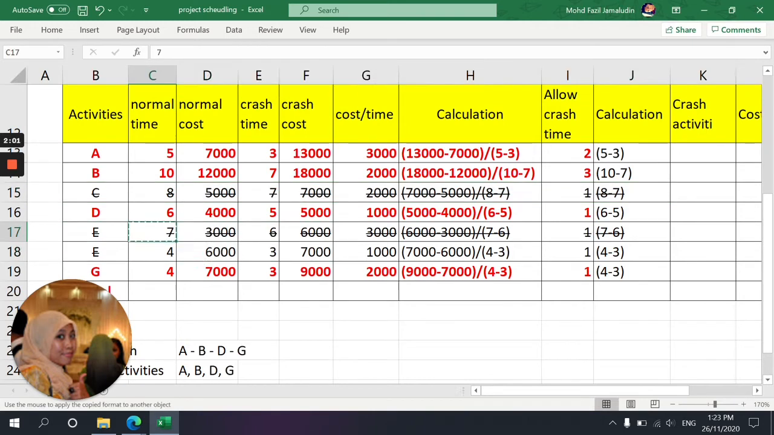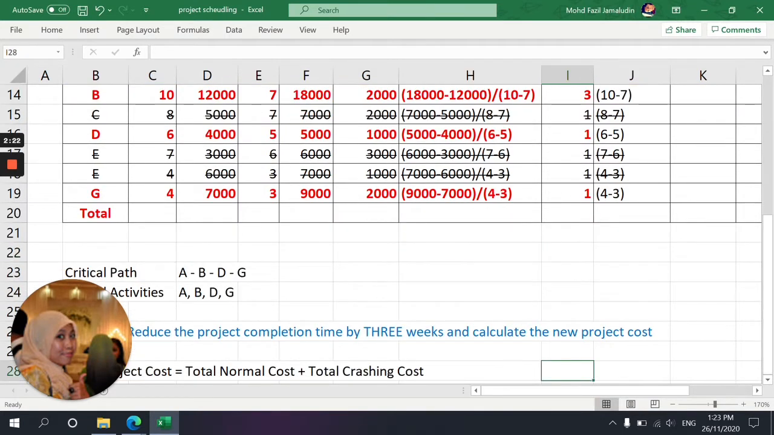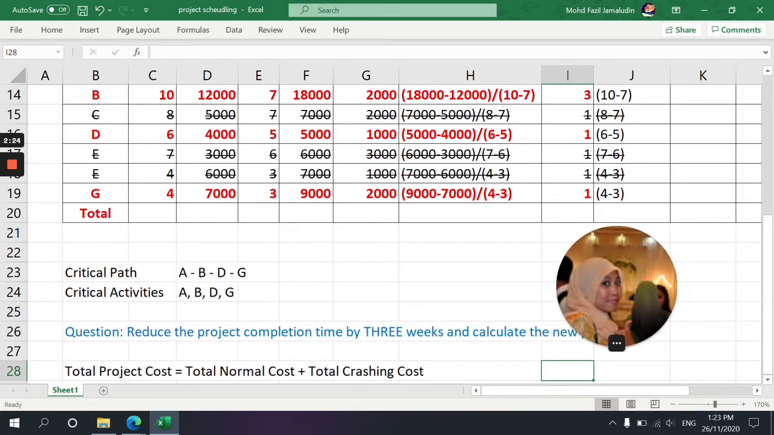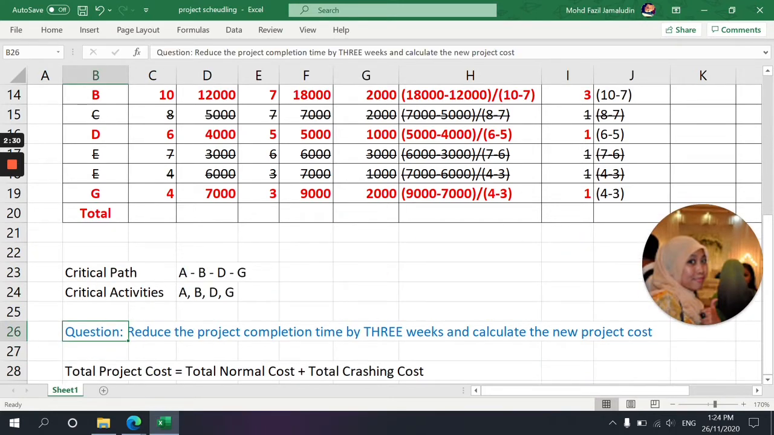Alright, so we only focus on the red highlighted activities, which are A, B, D, G. So the question is to reduce the project completion time by 3 weeks and calculate the new project cost. So we need to reduce the project completion time by 3 weeks.